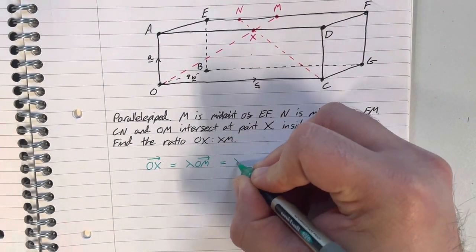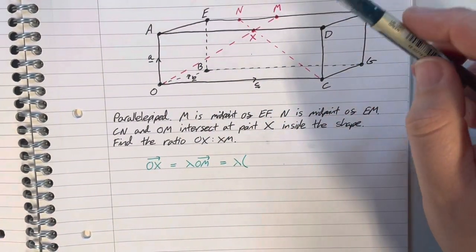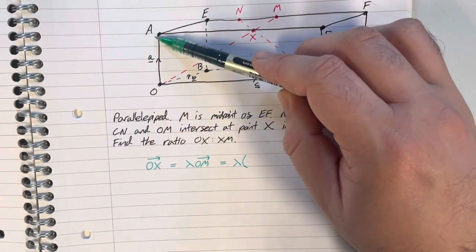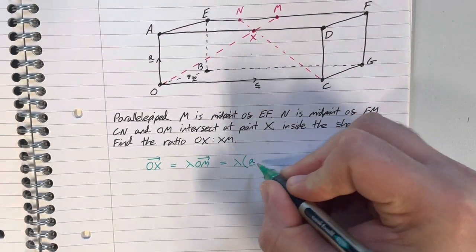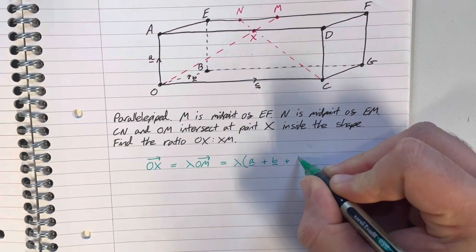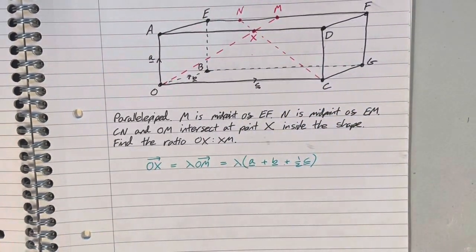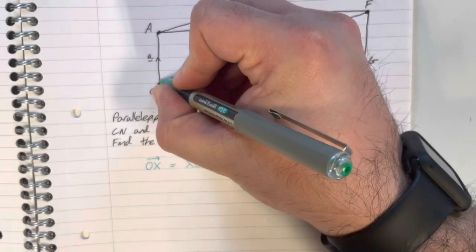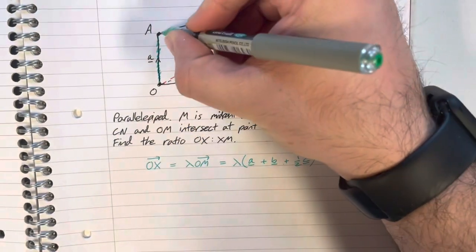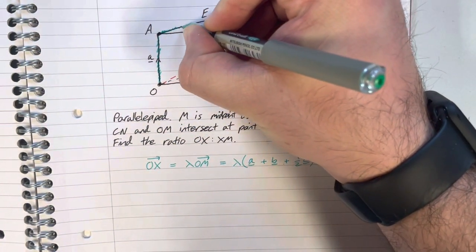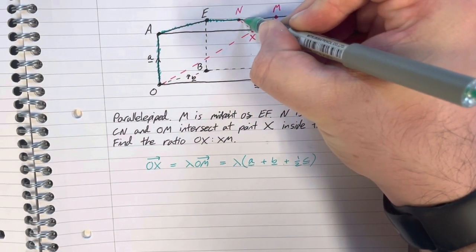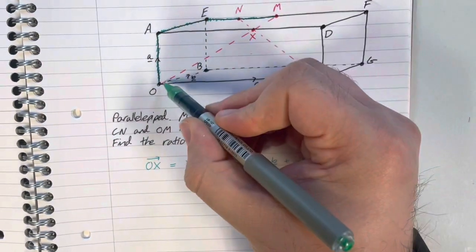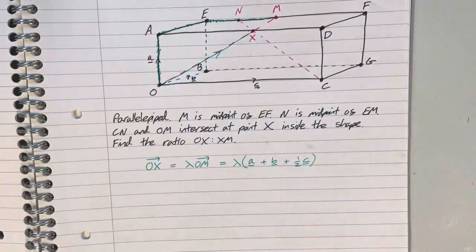Well, what is OM? I really want OM in terms of my a's, b's and c's. So I can add a, I can add b, and then I can add half of c. So that's a plus b plus half of c. So that's one way to get from O to X. And the route I've taken, I'm just going to highlight it in green. Gone that way, that's a, plus that way, that's b, plus that way to get to M. So the route I've taken is this line here.